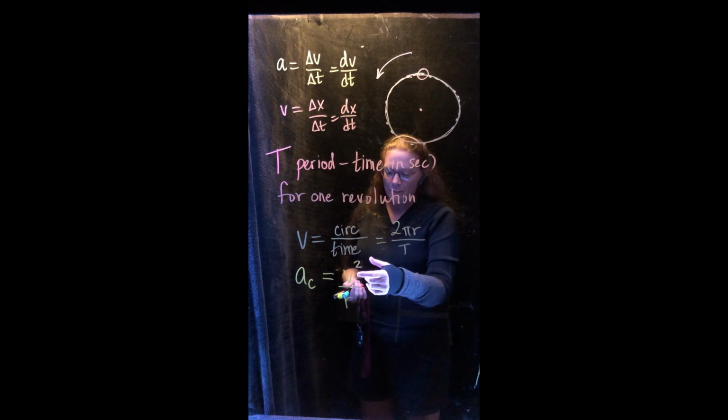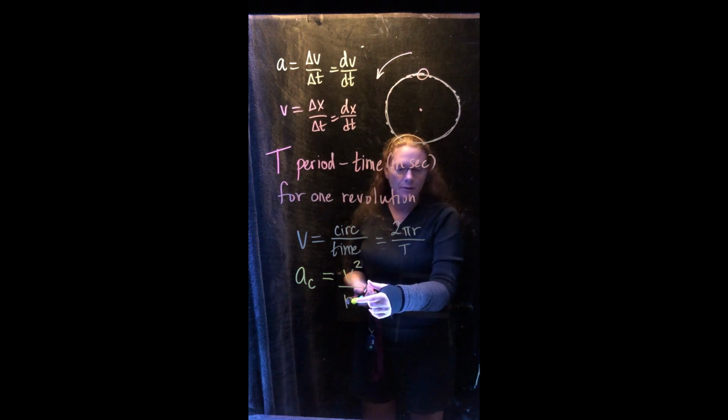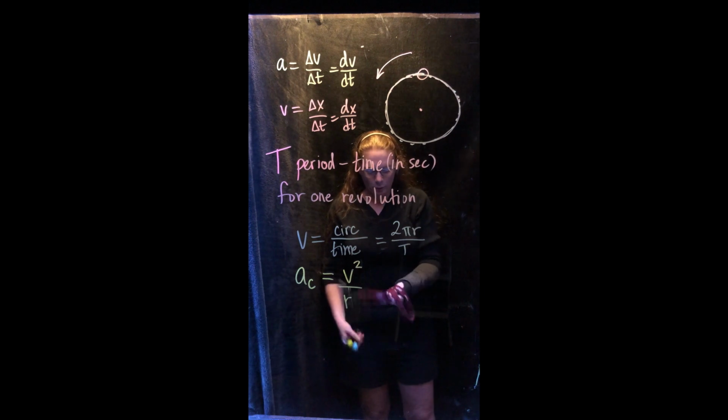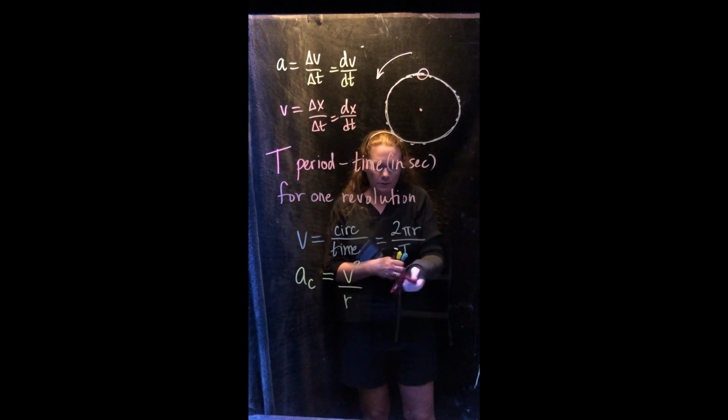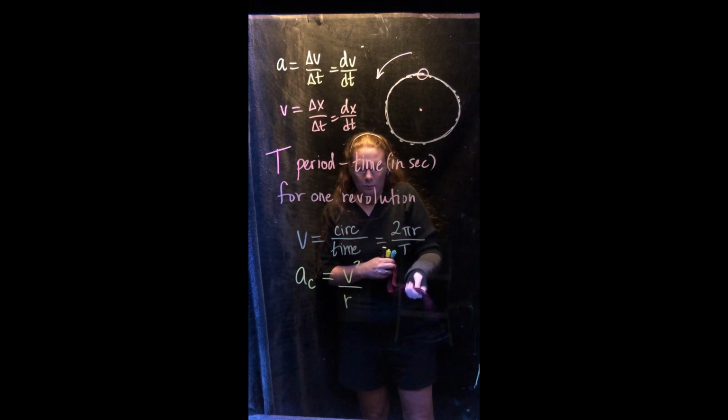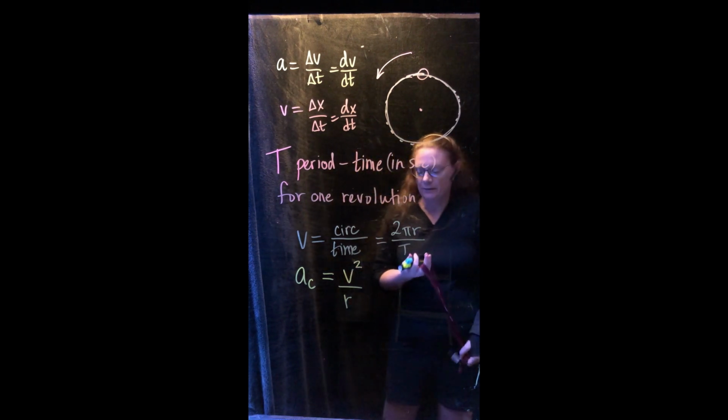Now, how about if I keep the speed the same, but I increase the radius? So I'm going at a certain speed, and then I want to keep that same speed, but have a longer radius. 1, 2, 3, 4, 5, 6, 7, 8, 9, 10. Is that about the same as 1, 2, 3, 4, 5, 6, 7, 8, 9, 10? Yeah, it's about the same.